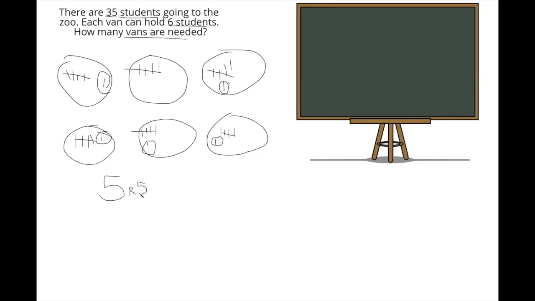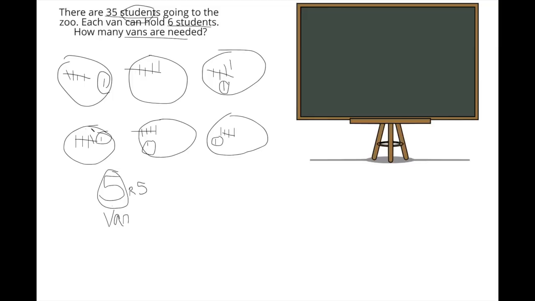So now we have to interpret, what does this 5, what does our quotient 5, our answer 5 represent? So we've been dividing out what? We've been dividing out students, right? And we're putting students into vans. We're trying to see how many vans we need. So right now, this problem is showing me that I right now have 5 vans and I have a remainder of 5.